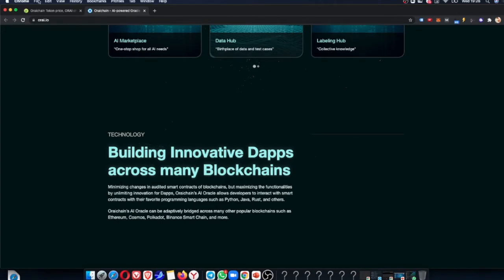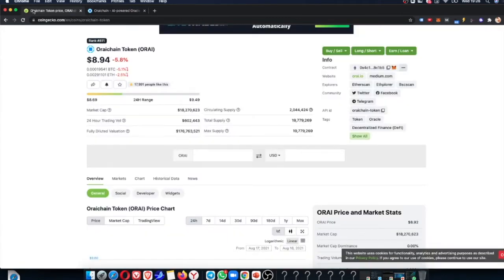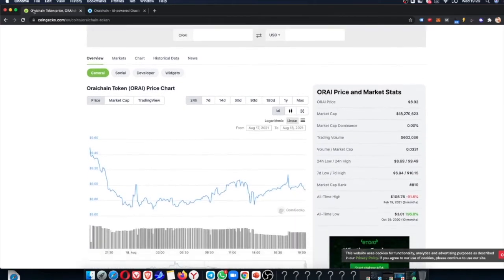Before I go into too much detail about it, let's just look at the market cap. This is under 20 million dollar market cap, right? Circulating supply just over 2 million and a max supply of just over 19 million, let's say close to 20 million. So as you can see, this is a very tiny market cap. Under 20 million, so it's a very low cap gem, which we like.